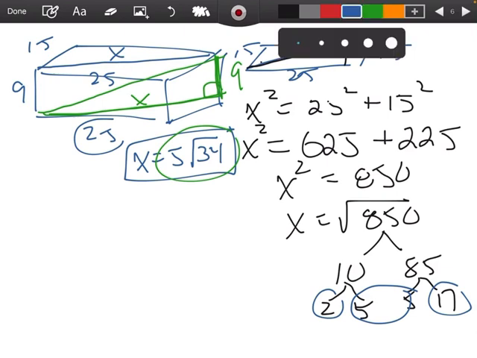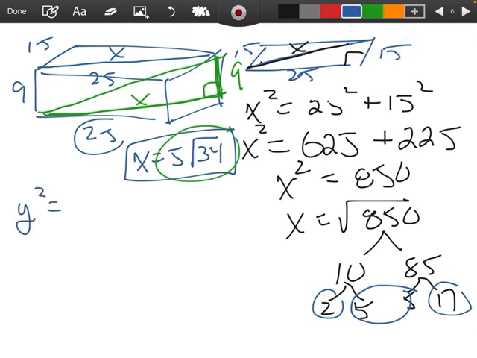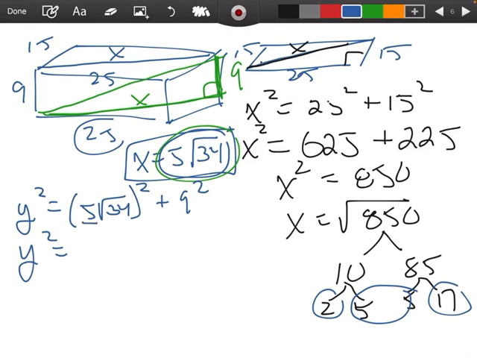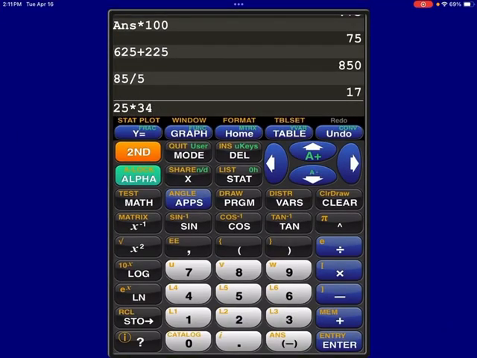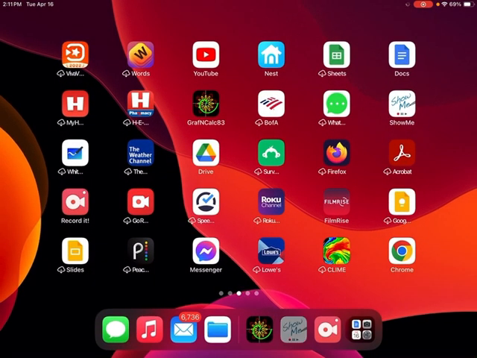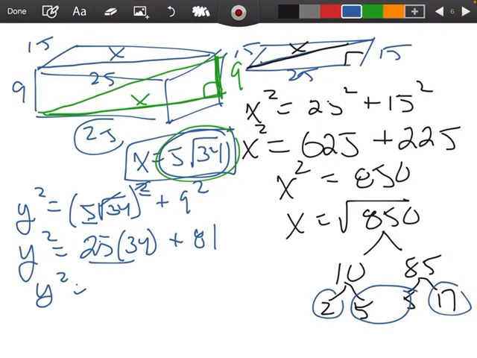So look, y'all, I'm going to write it out like this. I'm going to say y squared equals x squared, so 5 square root of 34 squared plus 9 squared, okay? So y'all, remember, when I square this, I'm squaring 5. That's going to give me 25. The square and the square root are going to cancel. That's a 34. And 9 squared is an 81. Okay? So I got to multiply these guys together. Let's see. 25 times 34. I got no idea, but it's a big number. 850.